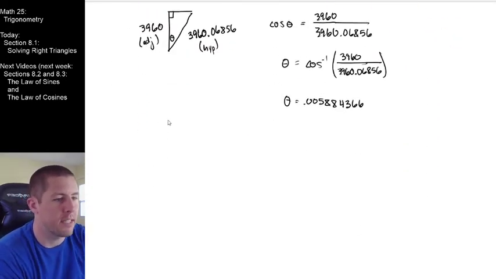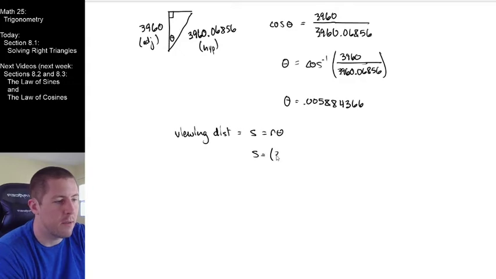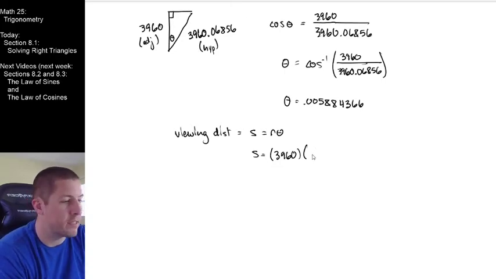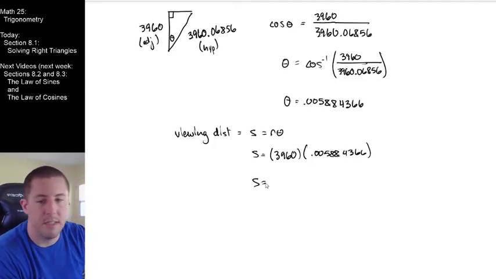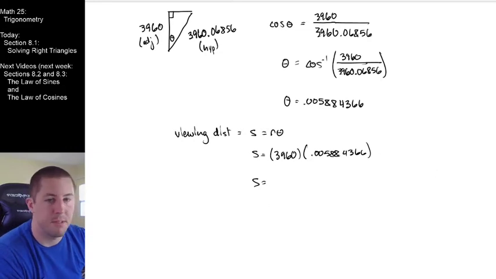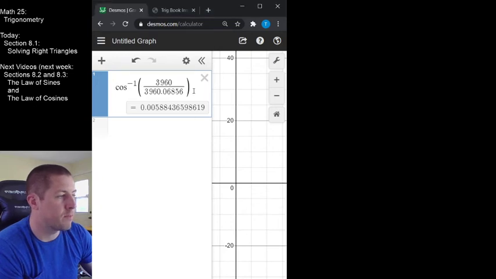So what is the total distance? Our viewing distance is S, which we compute as R times theta. So S is going to be 3960, the radius of the Earth in miles, times the angle that is swept out in radians. That's our 0.005884366. And honestly, I'm really just going to go do this in Desmos, and I'm just going to keep 100% of the decimals over there. So all I've got to do is multiply my cosine inverse expression here.